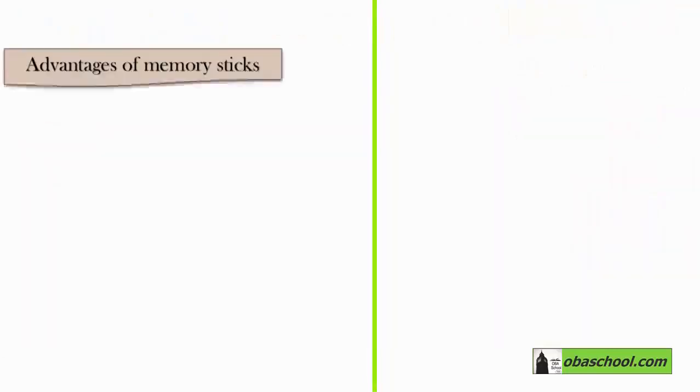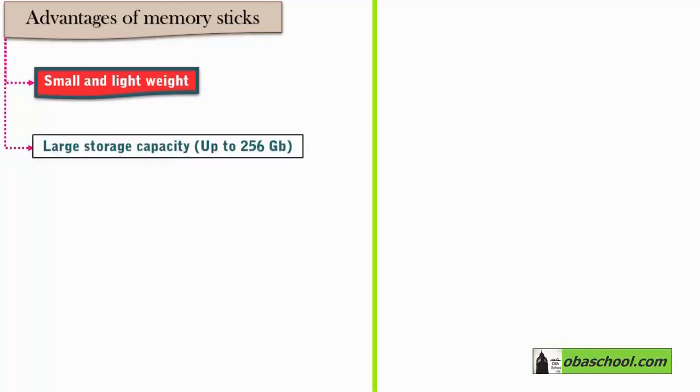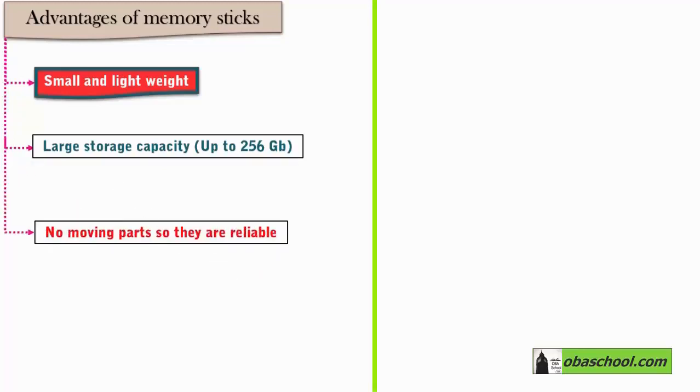Now let's talk about the advantages and disadvantages of memory sticks. Let's start with the advantages of the memory sticks. Number 1, small and lightweight. So it is very small and easy to carry. Number 2, large storage capacity up to 256 GB, which is a lot of storage capacity. Number 3, no moving parts, so they are reliable.